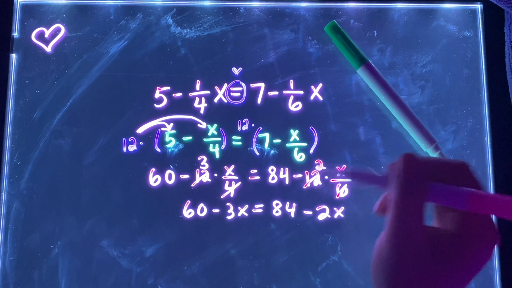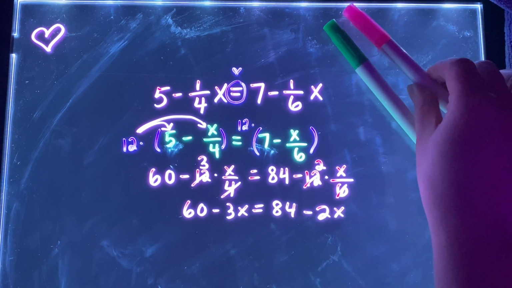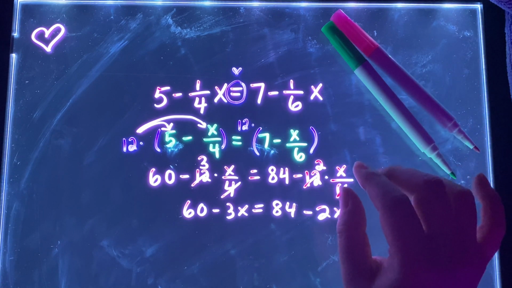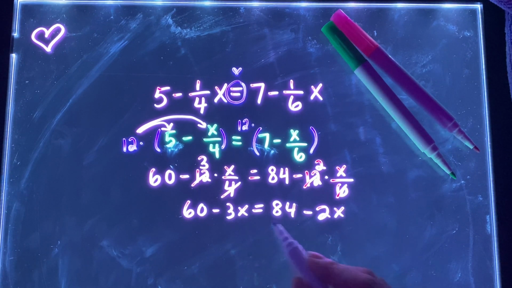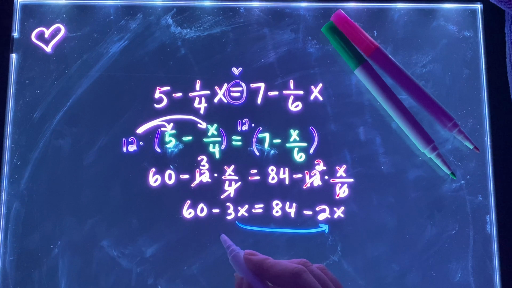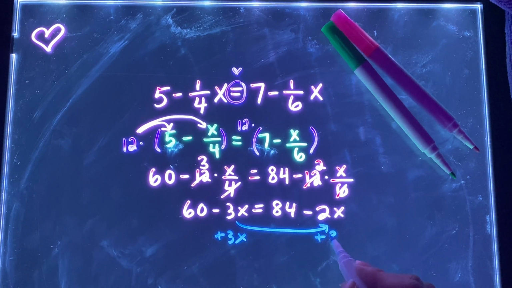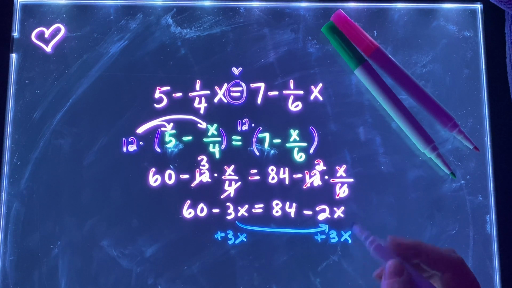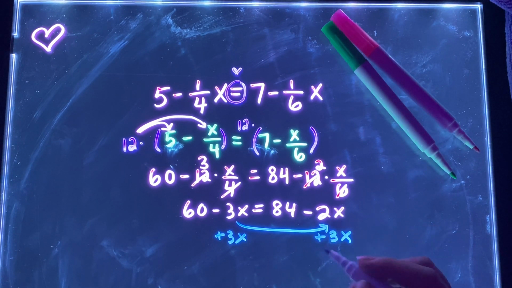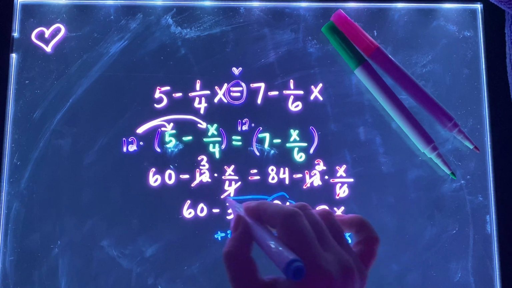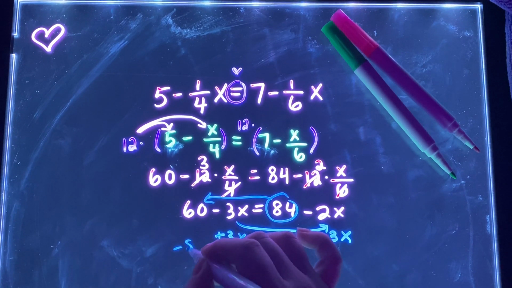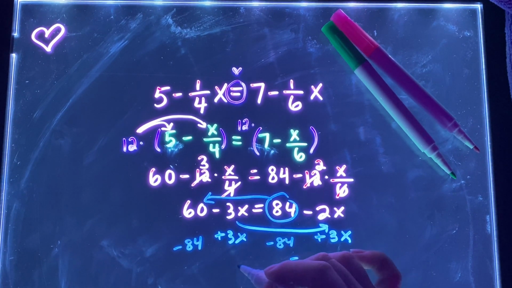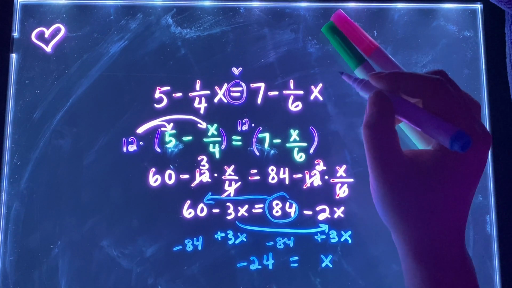And so from here, again, we're not necessarily focusing on how to solve this because that's just a different concept, but we can just do it for the practice here. We can just move this over here if we want to by adding 3x on both sides. And I'm moving it this way because I can see that negative 2x plus 3x is positive 1x. So this is going to be our x. And then if I move this over to this side by doing minus 84 on both sides, then I have negative 24. So x should equal negative 24.